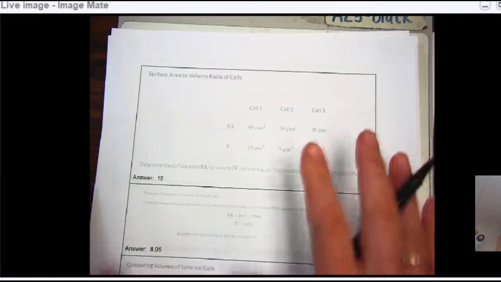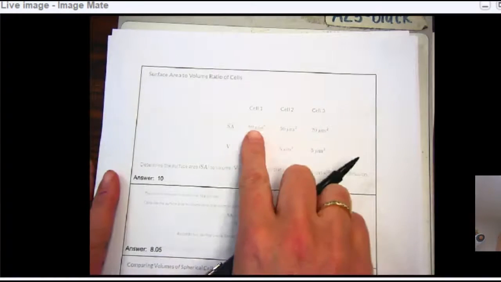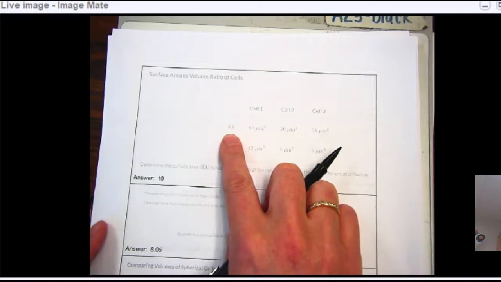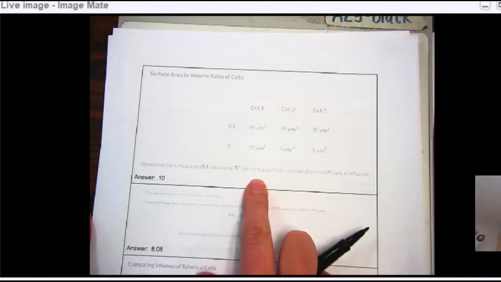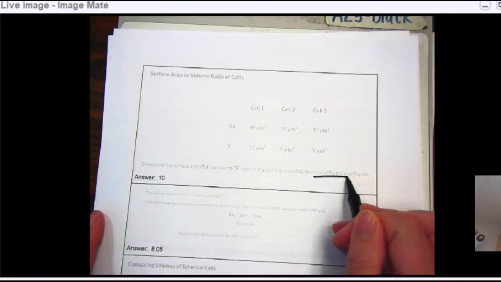Our first math question here is pretty easy. They gave us 3 cells, and each of the 3 cells have the surface areas already calculated, and they already have the volumes calculated. They want you to determine the surface area to volume ratio of the cell that would be the most efficient at diffusion.